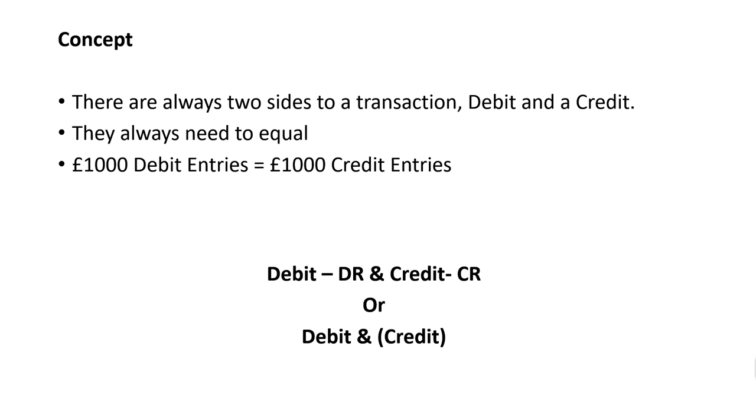So what is bookkeeping? Bookkeeping is effectively double entry, and the reason why it's called double entry is because there's always 2 sides, a debit and a credit. They always need to be equal, so if I have 1,000 debits, I need 1,000 credits. A debit is shown as a DR and a credit is shown as a CR.